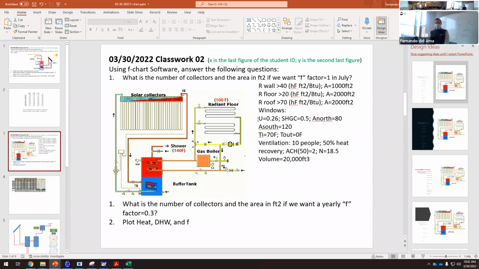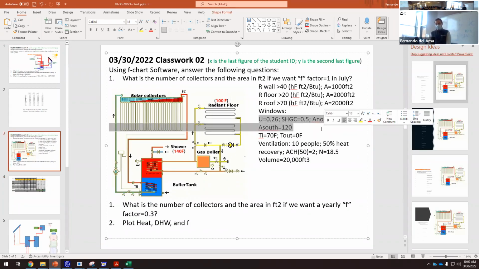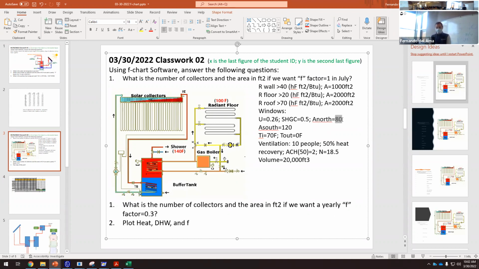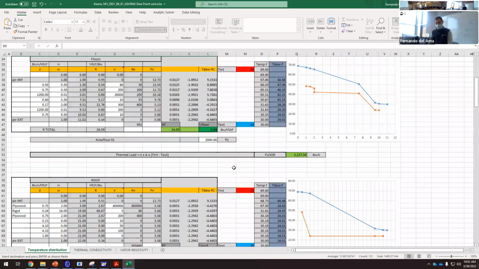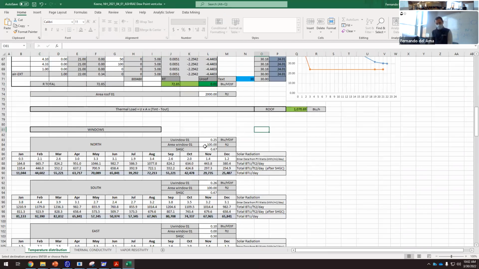What's next? The U values of the window. So we have north and south windows. The area of north windows is 80. The area of southern windows is 120. The U value is 0.26 and the solar heat gain coefficient 0.5. So you can go to this. The U value of the window is 0.26.